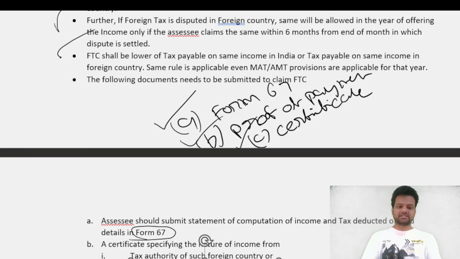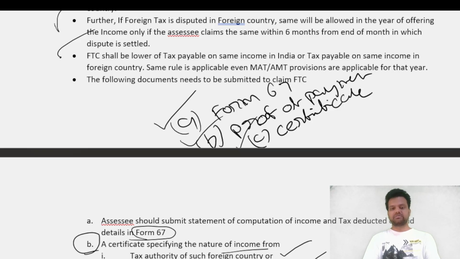Third one is the certificate. If you can see in point number B here, this is the certificate that I am talking about. A certificate specifying the nature of income from the tax authority of such foreign country. Either the tax authority can provide that or the person responsible for deduction of such tax, the payer in the foreign country, he can provide. This is nothing but form 16 or 16A in India. And a certificate signed by the SSC. This is a self-declaration. So either of these 3 can be a certificate. So in total there are 3 documents he has to file to claim the FTC credit. I hope you understand these compliance requirements.